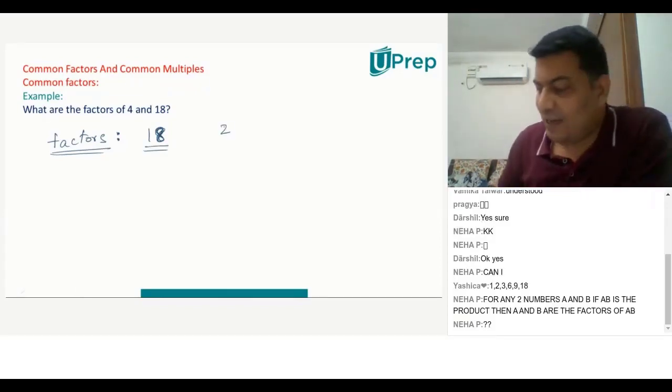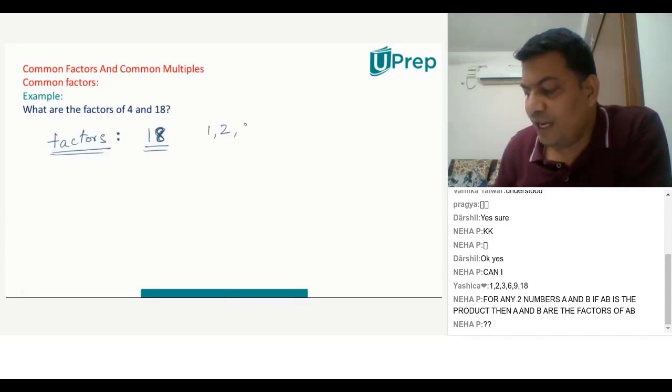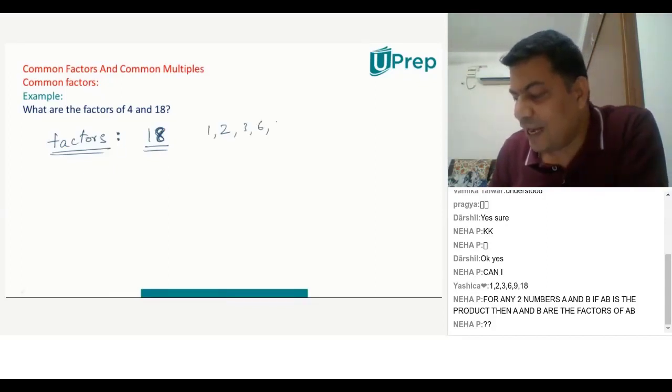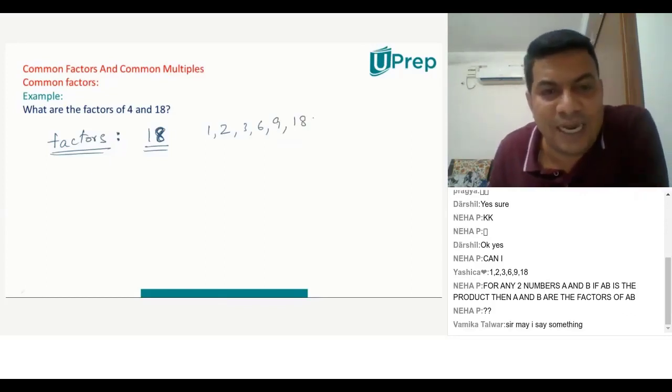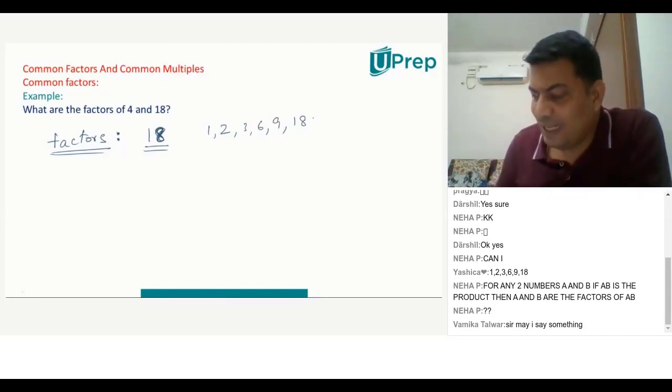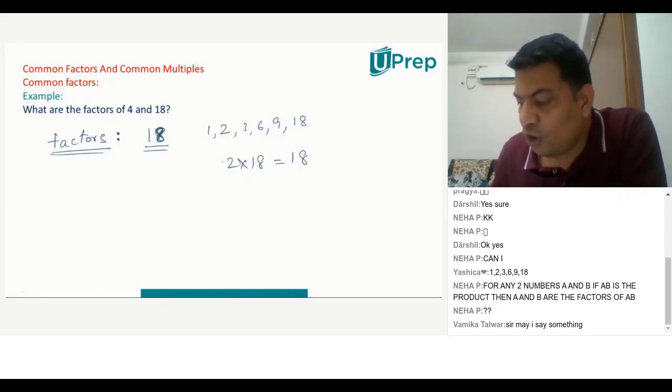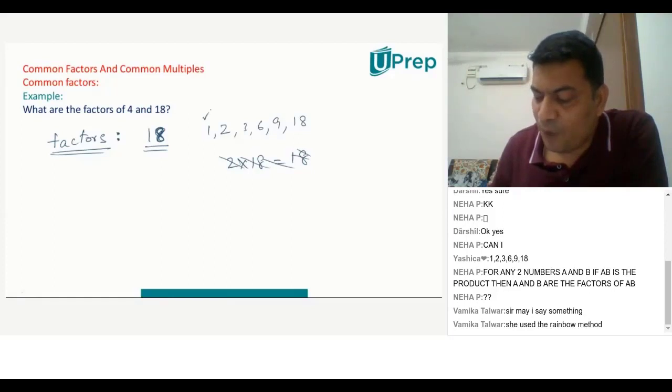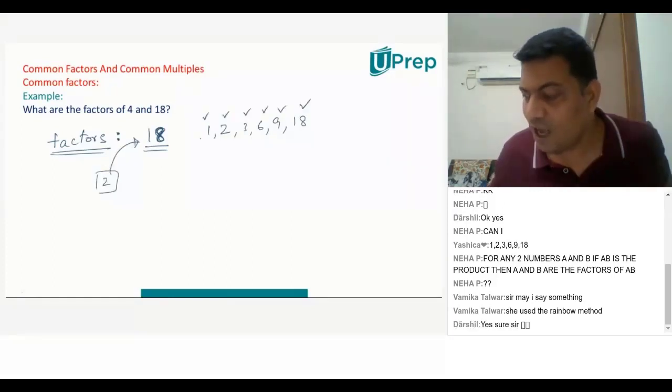Yashika nicely said 1, 2, 3, then 6, then 9, and then 18. She said these are the factors of 18. Correct? Now, are we saying that 2 into 18 is equal to 18? Is it true? No, sir. So there need not be a product like that. There is a reason why this is a factor. All these are the factors of 18 because they divide this number 18 exactly.